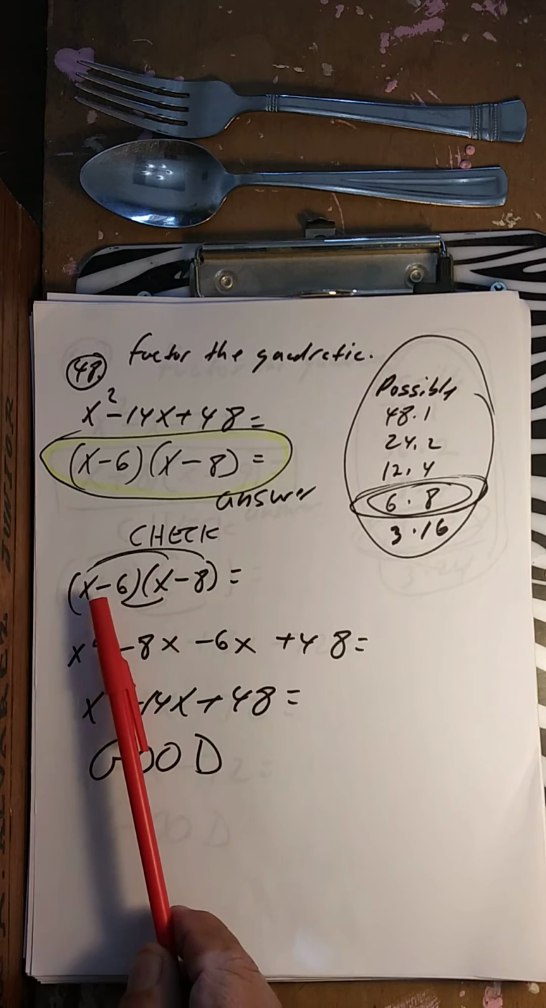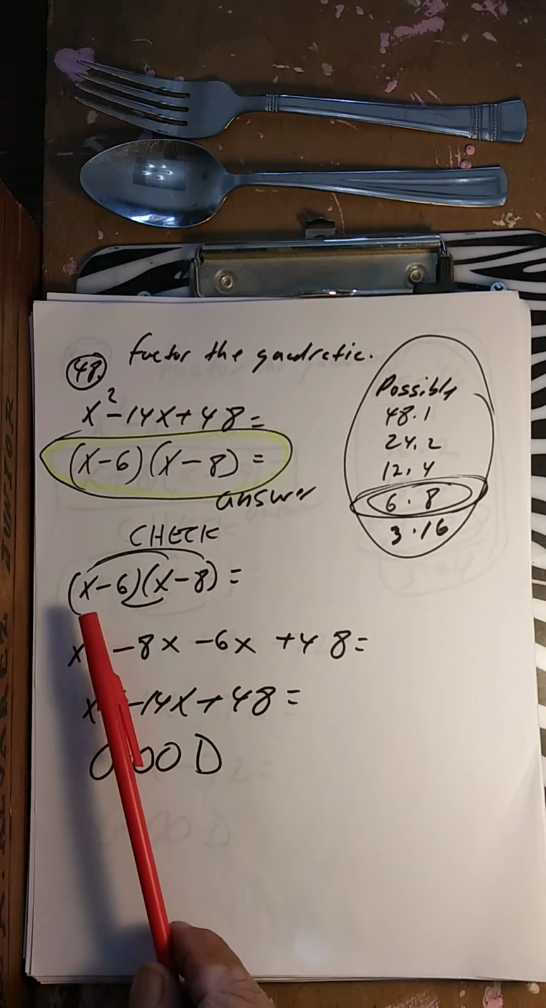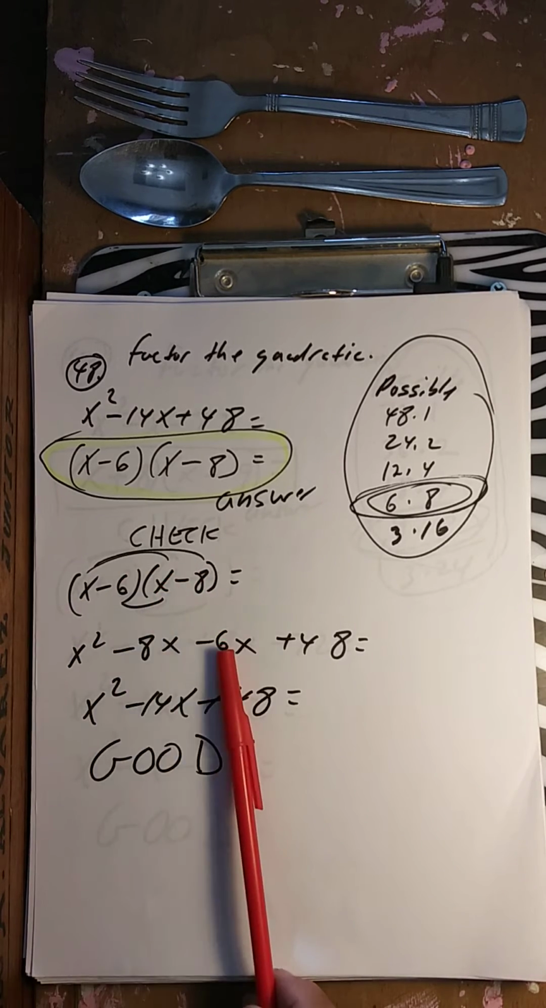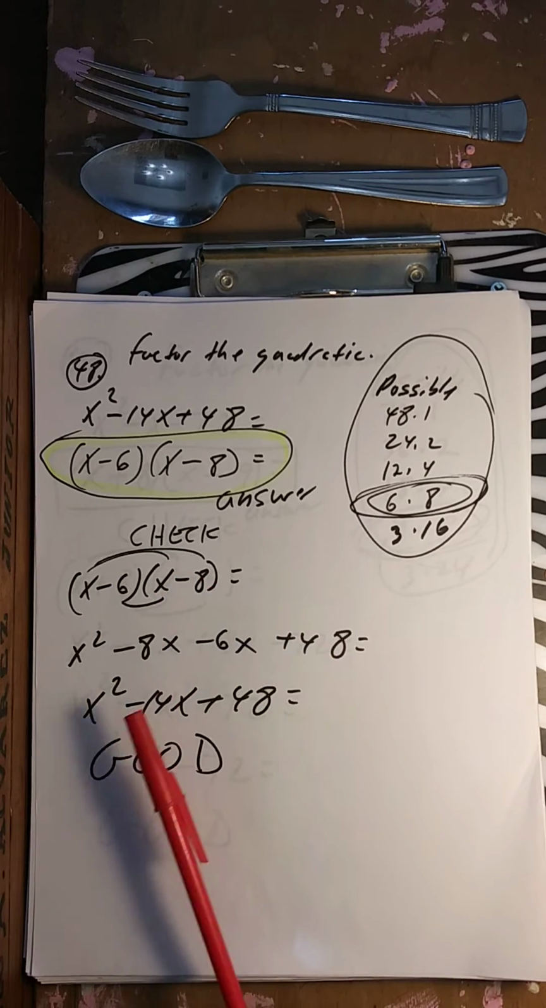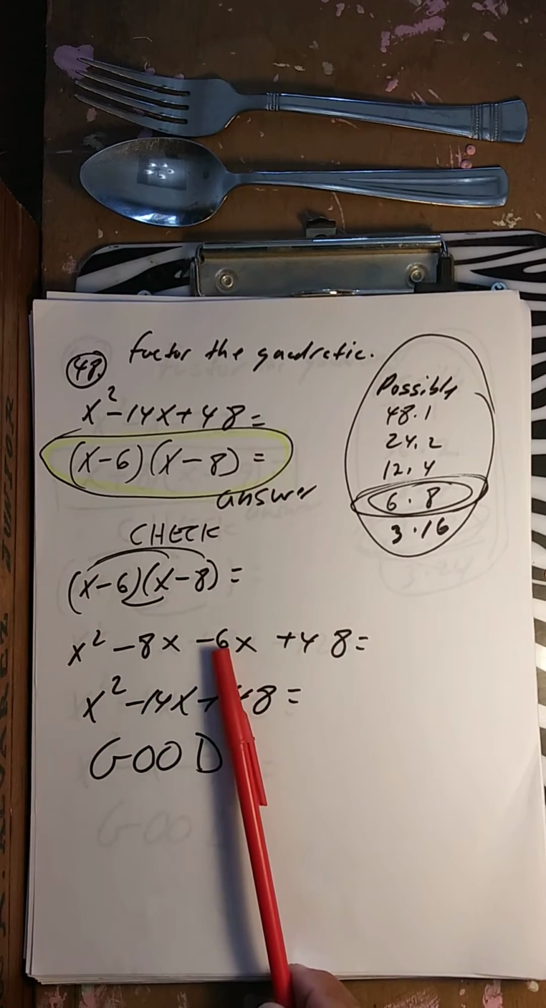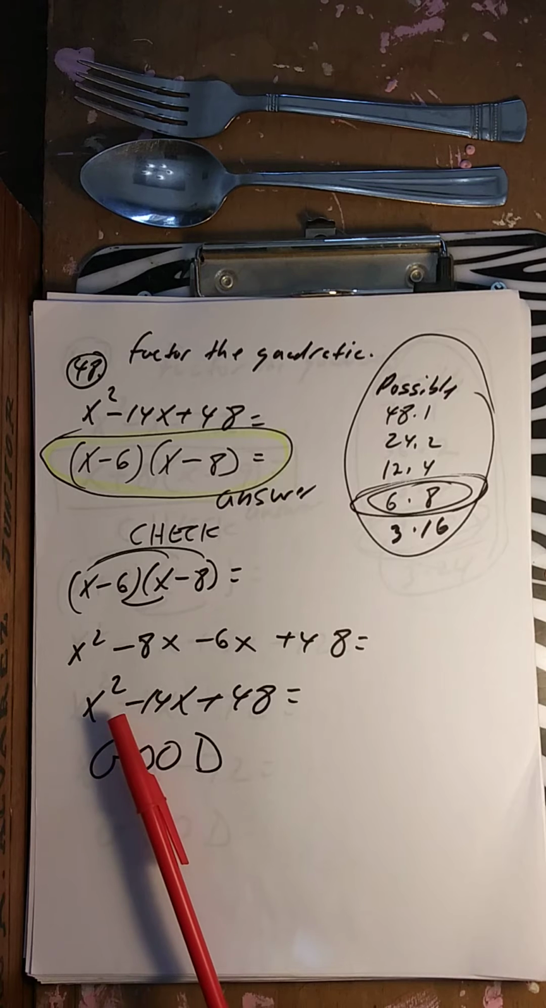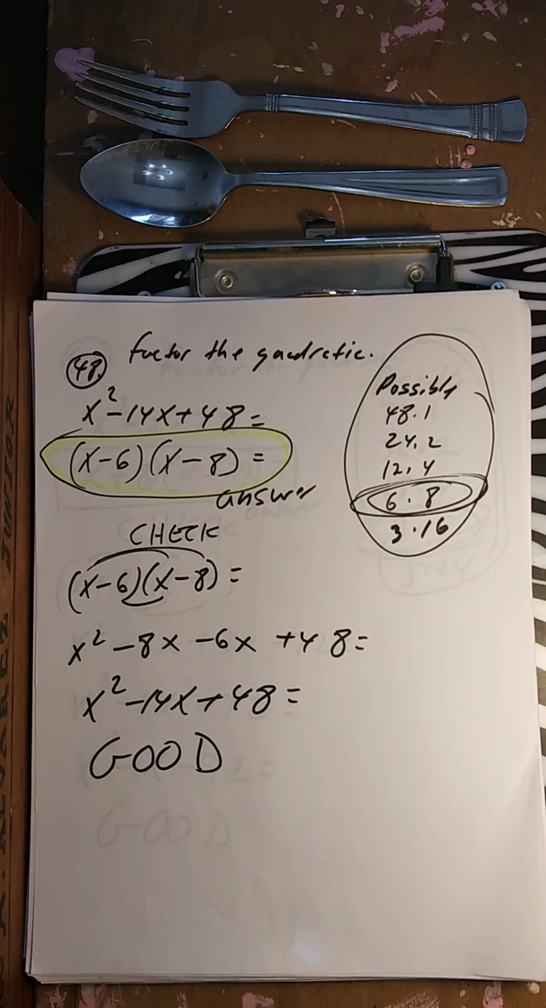Check it. So x times x is x squared. X times that, negative 8x. That times that, negative 6x. That times that, positive 48. Add them together, it's going to be a negative something. So x squared minus 14x plus 48. That's the answer. Does it match? Yes, it matches.